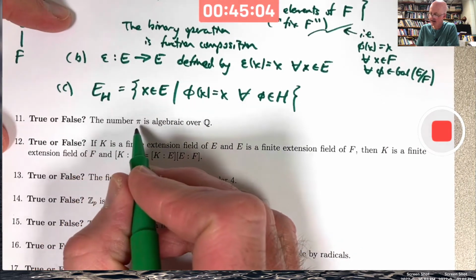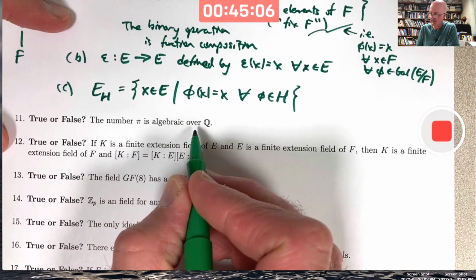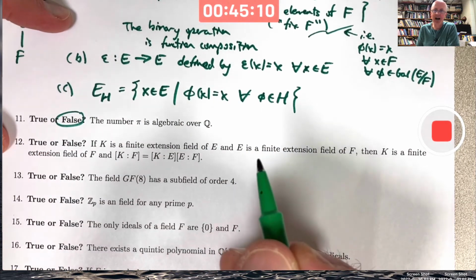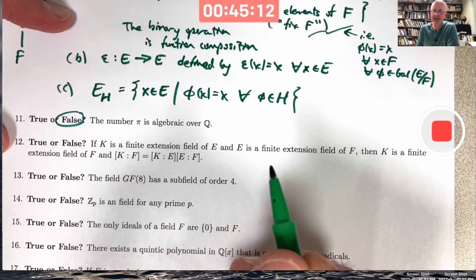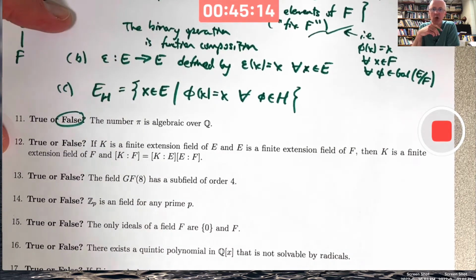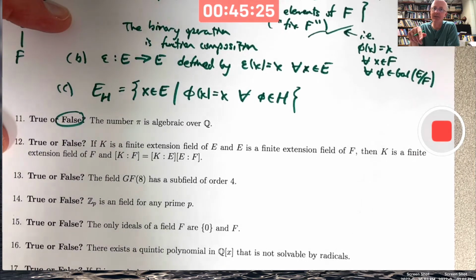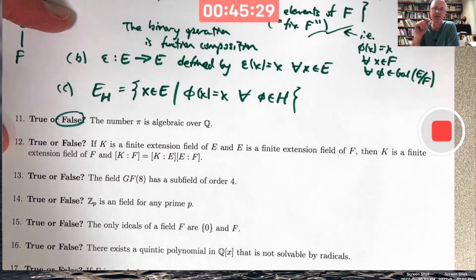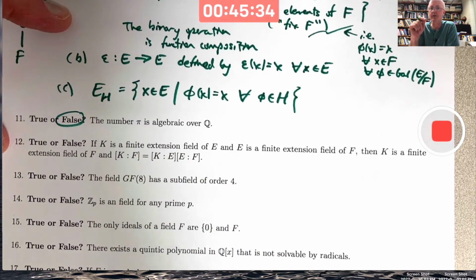It says the number pi is algebraic over Q. No. False. Pi, the special number pi, is most definitely transcendental over Q. It is not a zero of any polynomial with coefficients in Q, the rationals. Okay? That is historically, in the history of math, a super important thing. Somebody finally proved the existence of a transcendental number. I do believe pi was the first one to be proved to be transcendental.